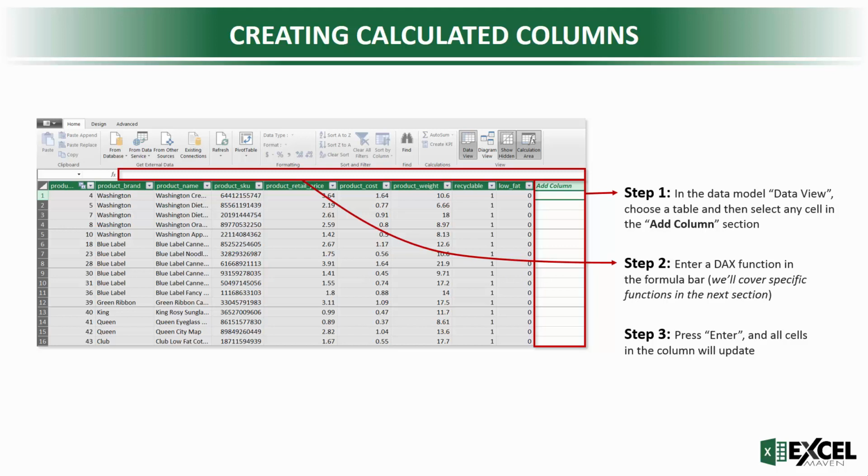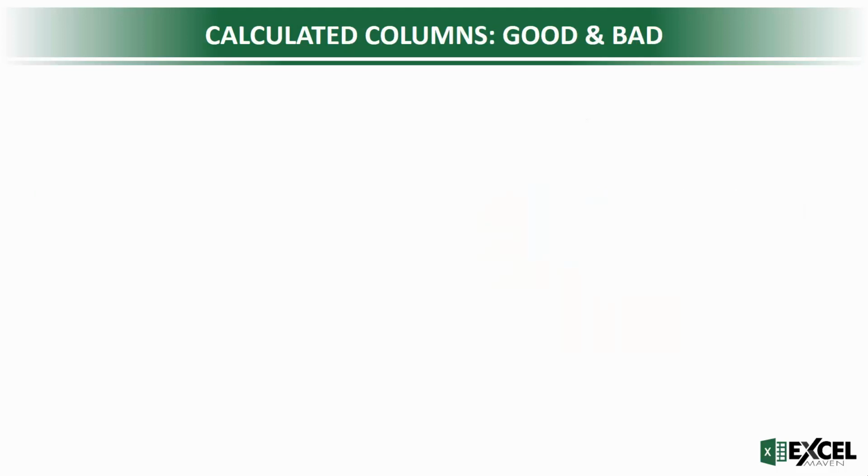So what that means is you don't write a formula in each cell. You don't write a formula in the first cell and double click or drag it down. You write one formula that applies to the whole column and it populates in one step. So a little bit of a different vibe than the traditional cell formulas and functions that you might be used to.